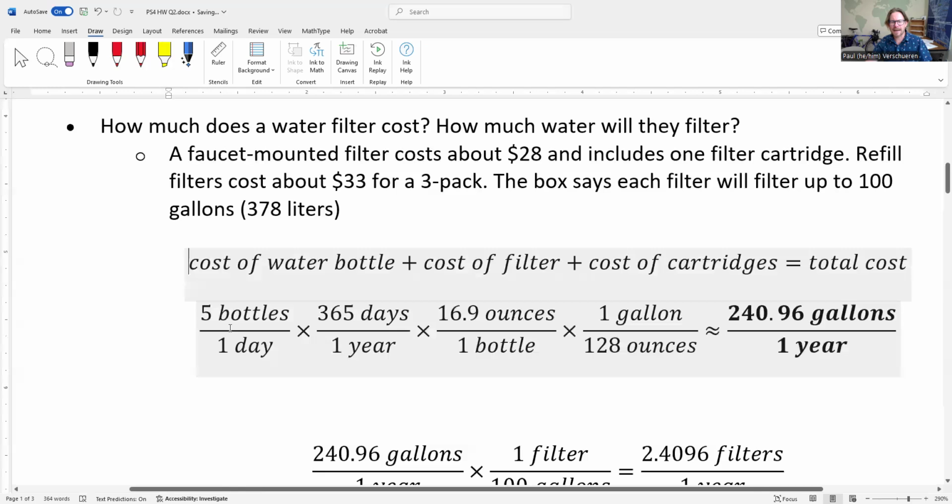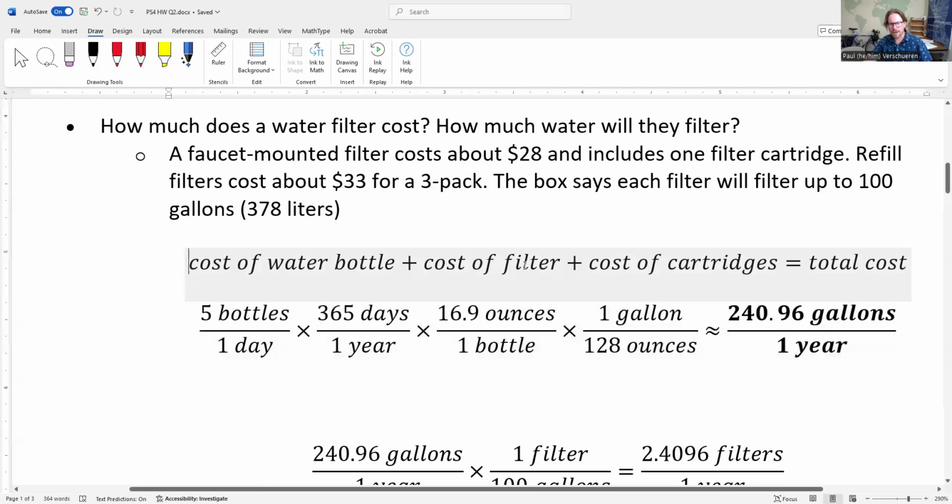And again, I set up dimensional analysis, 5 bottles. So the first thing I want to figure out is how many gallons will Janine drink every year? So Janine's drinking 5 bottles a day, 365 days per year, 16.9 ounces per bottle. And then a gallon is 128 ounces. That's going to work out to be 240.96 gallons per year. So now we know the volume of water that's going to be passing through that filter device.